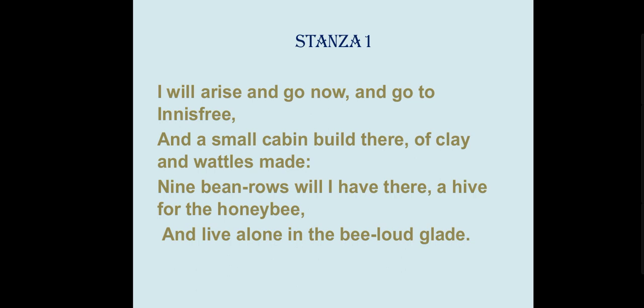So he's saying in this first line his wish. I will arise. I here refers to the poet William Yeats. The poem starts with his intention. He expresses his desire to get up and go to a small island in Ireland. It is a small island in Ireland called Innisfree. He wishes to go to that place, Innisfree.